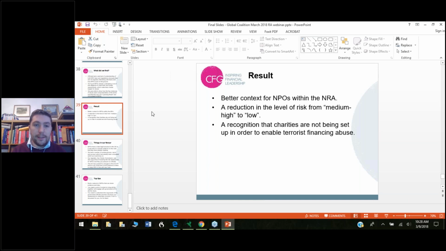They also recognised that charities aren't being set up to abuse the rules because, as we explained to them, frankly, setting up a charity in the UK is a very laborious, time-consuming and expensive job. And if you wanted to launder money, you could do it far more efficiently and quietly if you registered as a private company than if you registered as a charity. So that was reflected in their National Risk Assessment. And of course, once we put that evidence together, they managed to reduce the overall level of risk in the sector from medium-high to low.